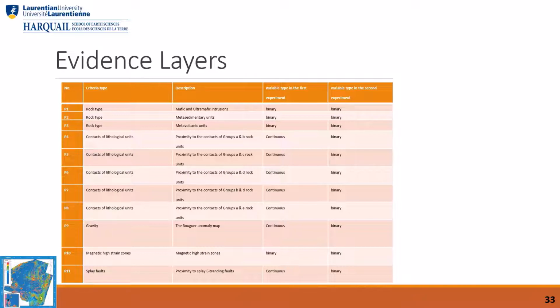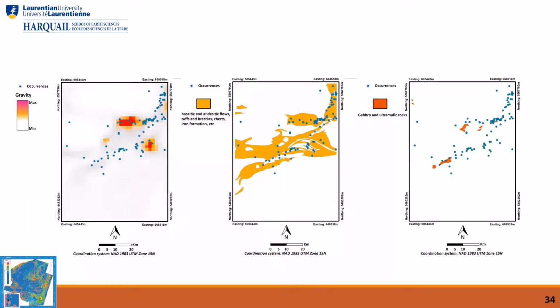We used the gravity data set because we know that the bedrocks that host gold mineralization are heavier, so that can be used as a proxy for defining those rocks. And we also used magnetic zones because those zones are also associated with our mineral deposits. And for sure, we used faults that are associated with our mineral deposits to define yet another exploration targeting criterion and evidence layer. So this is just an example of different types of evidence layers that we have used.